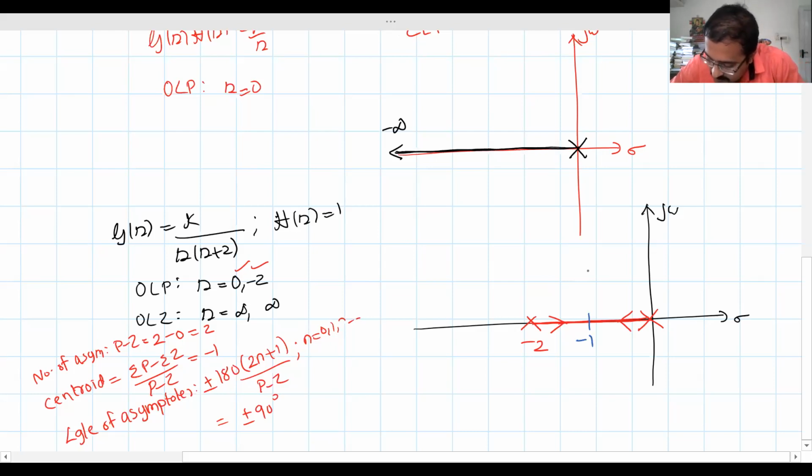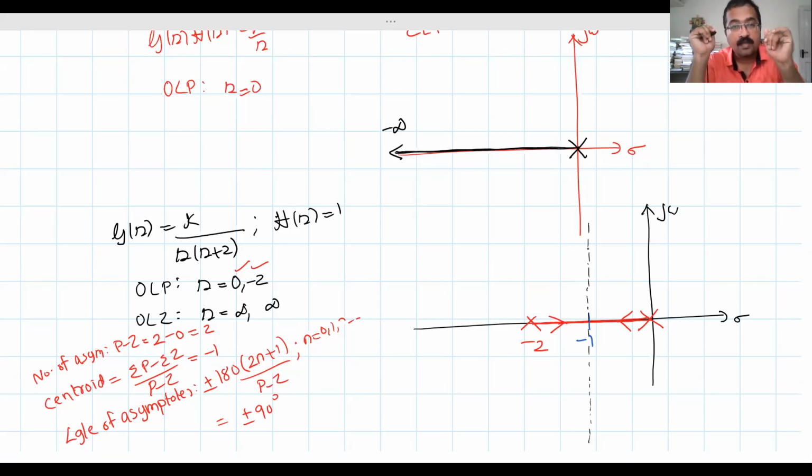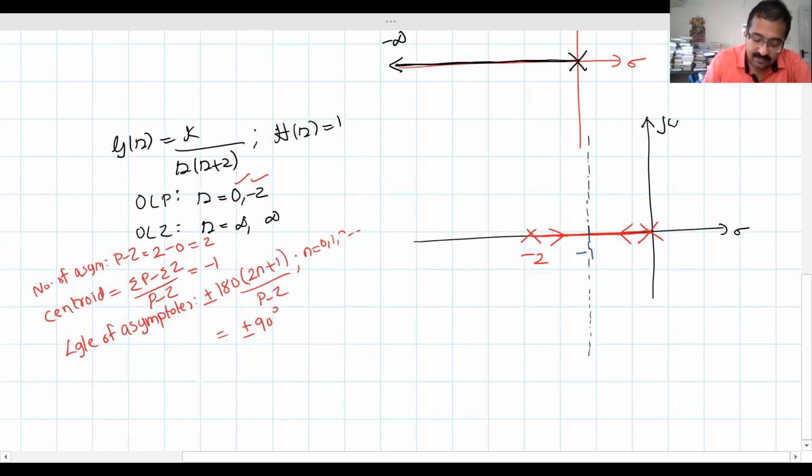Plus 90. This is minus 90. Okay, this is the asymptote, right? Now what next? They will come and hit at a point. That point is called the breakaway point. How to find the breakaway point? You have to first find the characteristic equation. What is the characteristic equation? 1 plus GH is equal to 0. If you do that, you will get S into S plus 2 plus K equal to 0.